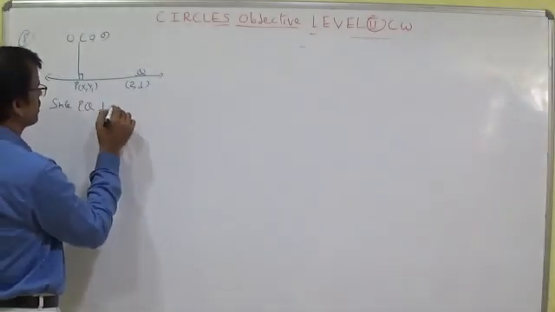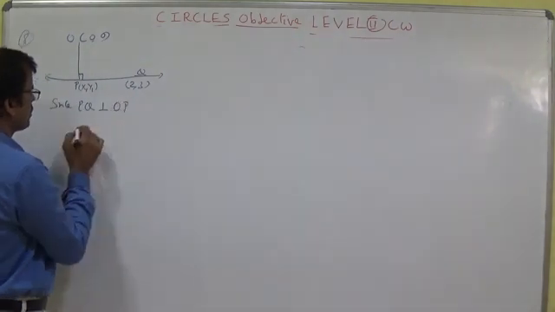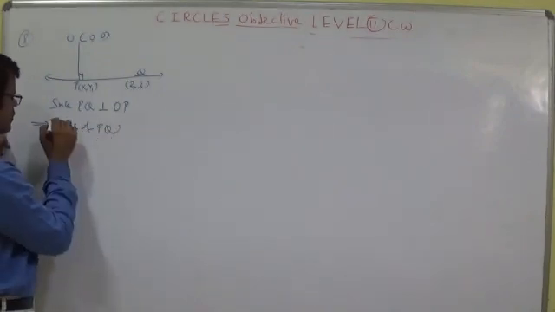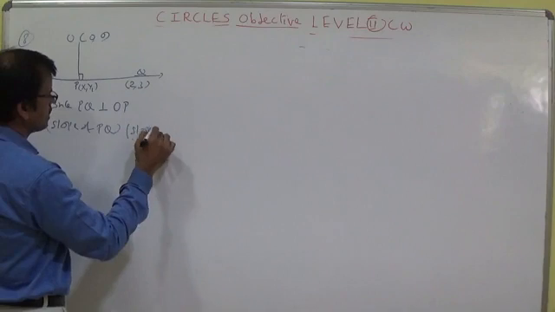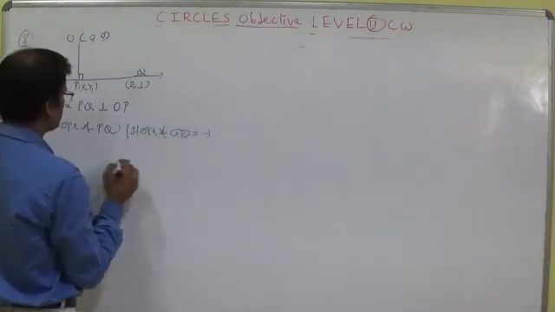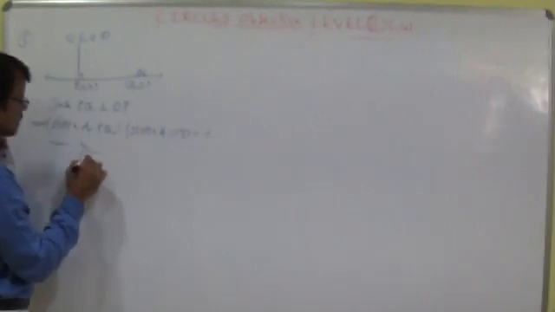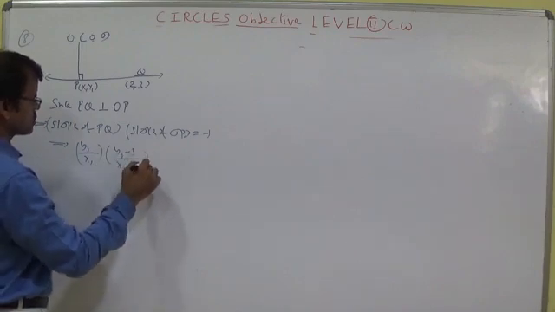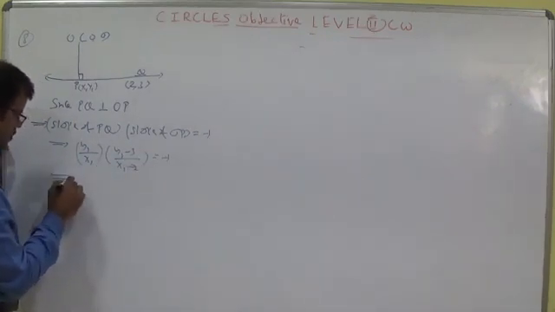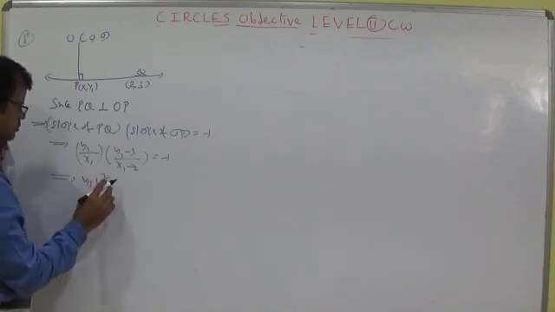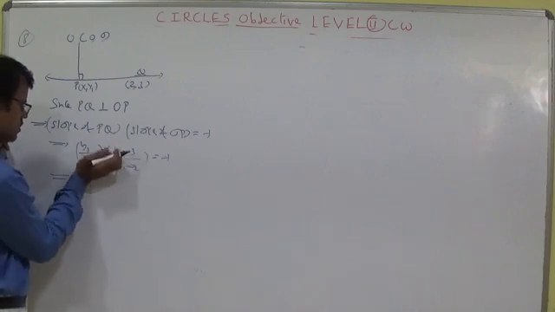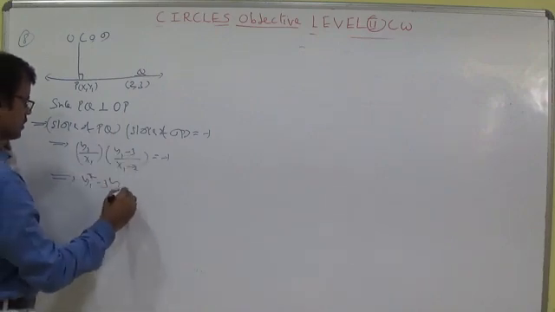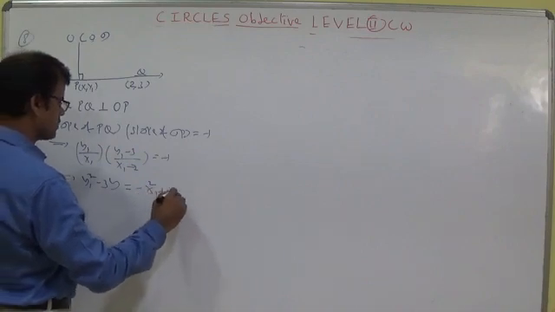Since PQ is perpendicular to OP, because P is the foot of perpendicular, slope of PQ into slope of OP is equal to -1. You can write here y1 by x1 into (y1 minus 3) by (x1 minus 2) is equal to -1. That implies y1 square minus 3 y1 equal to minus x1 square plus 2 x1.